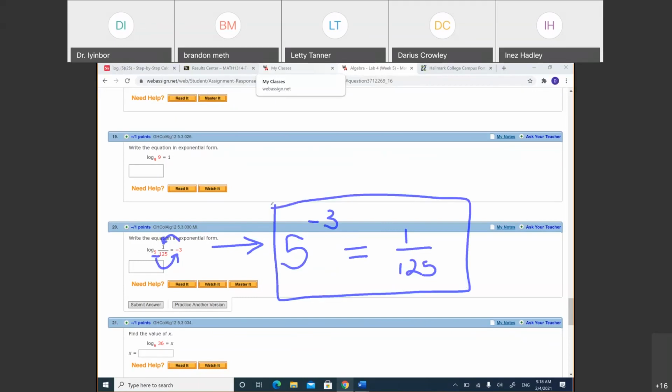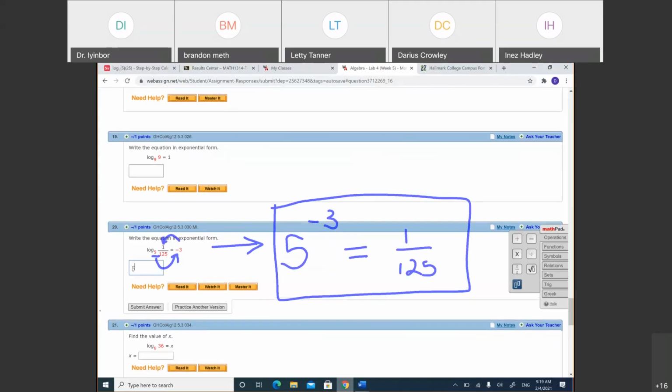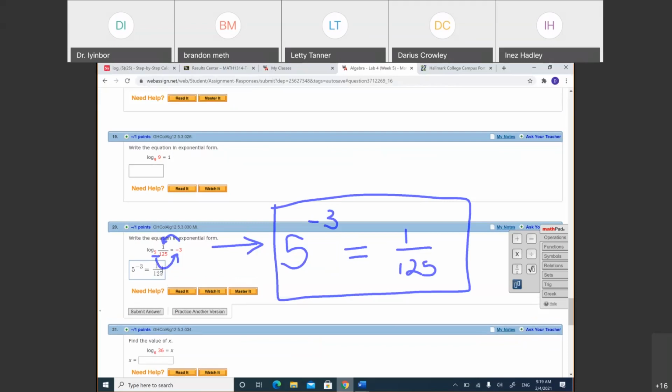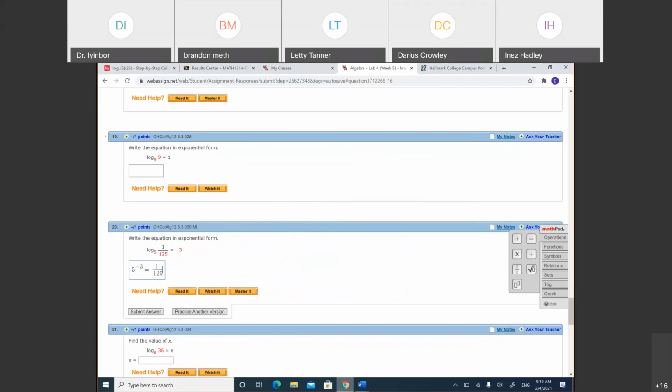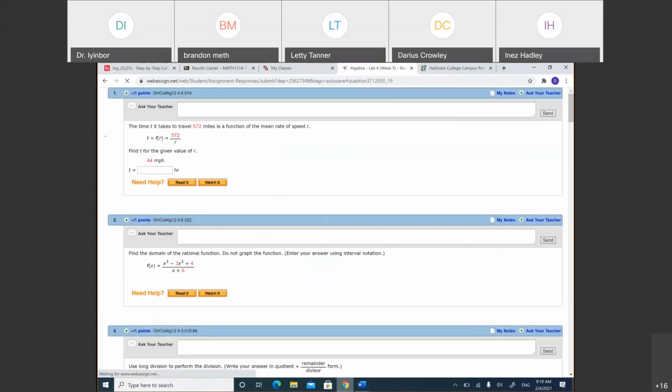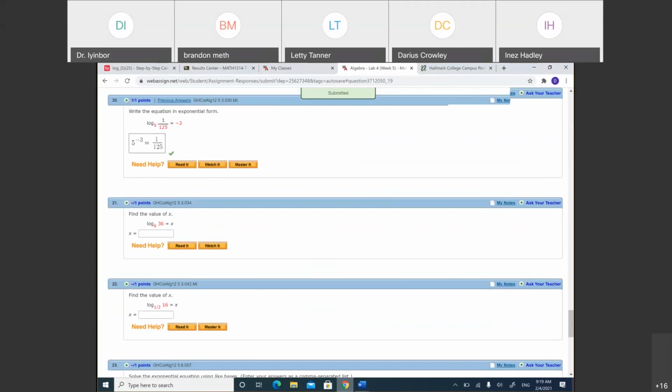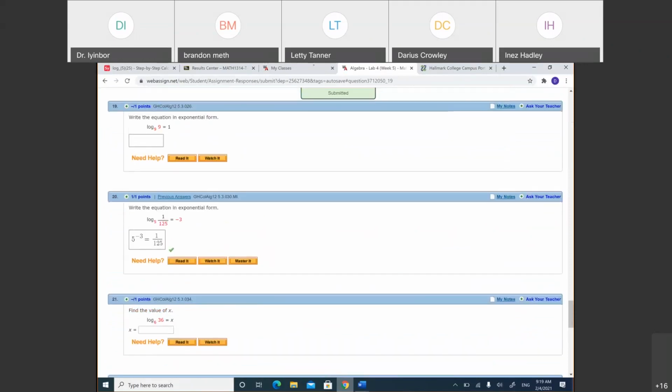So you're going to go to the box again, inside the answer box. You're going to use your math palette. Here you have the exponents. So you're going to put 5 exponent -3. You're going to get down out of the exponent and then equals 1 over 125. So your answer should look exactly like this. Okay? Any questions? No? Everybody good so far?